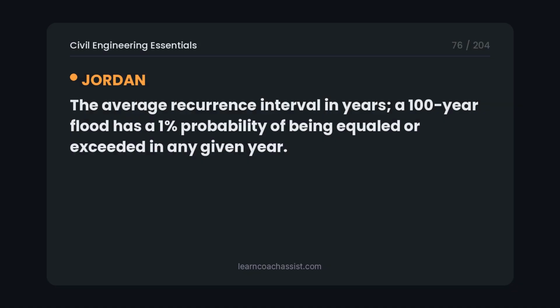What does the return period, T, of a flood represent? The average recurrence interval in years. A 100-year flood has a 1% probability of being equaled or exceeded in any given year.